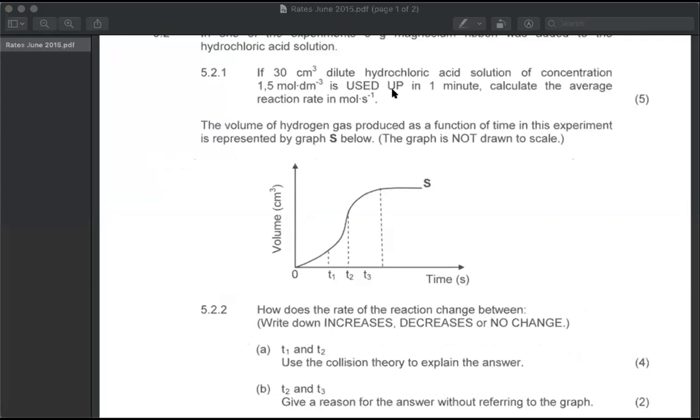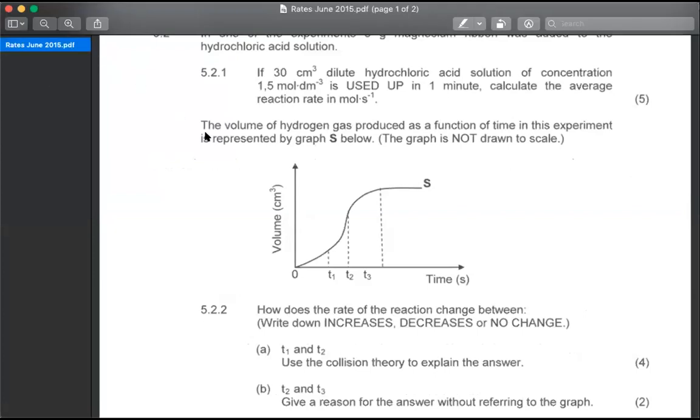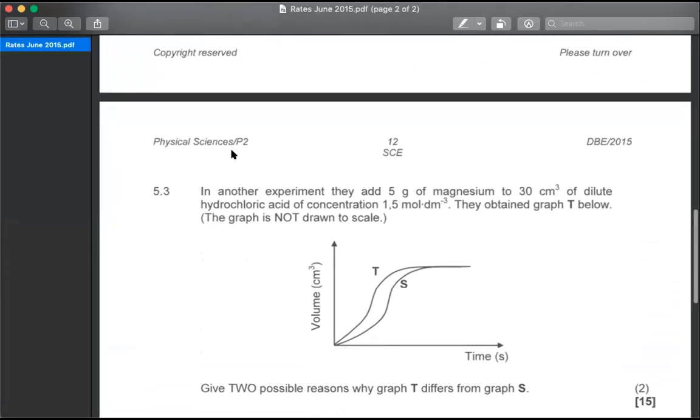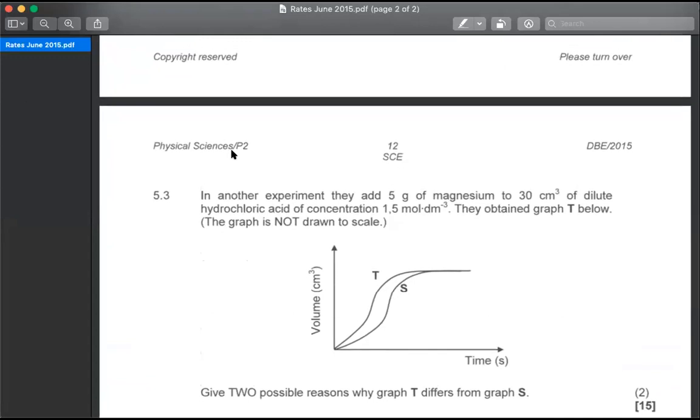Let's take the next one. Next question. In another experiment, they add 5 grams of magnesium to 30 centimeters cube of dilute hydrochloric acid of concentration 1,5 mole per dm cube. They obtain graph T below. The graph is not drawn to scale. Okay, graph T. Graph S is our original. So graph T is on the left-hand side of graph S.